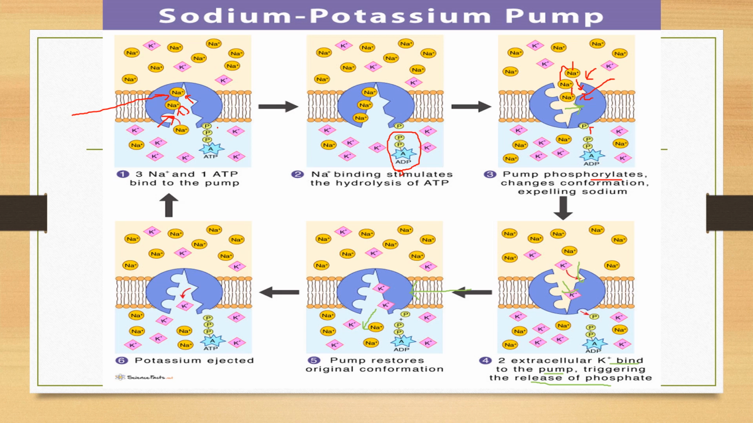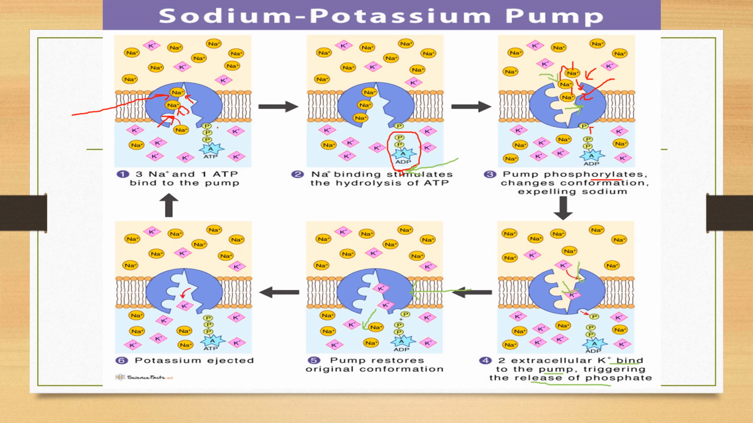So in the overall process, the process is very simple. Firstly, there is a sodium potassium pump. The pump has 2 sites for potassium ions and 3 sites for sodium ions. In the first step, ATP binds to the ATP binding site, and the 3 sodium ions bind to the active sites. These sodium ions stimulate the conversion of ATP into ADP, as you can see in this step.